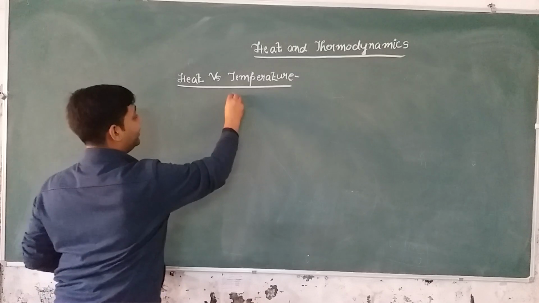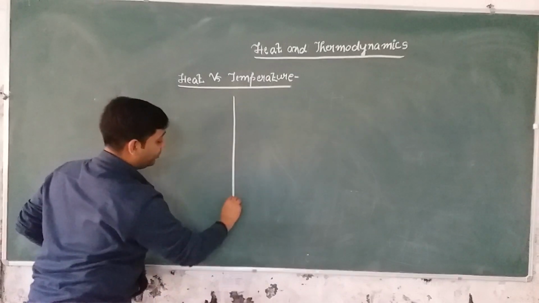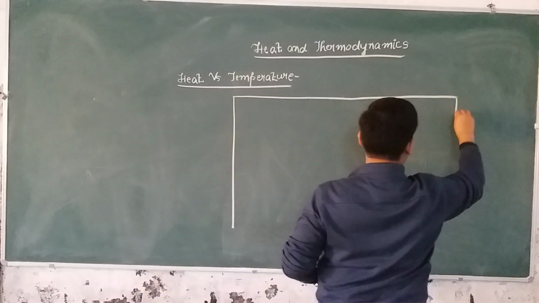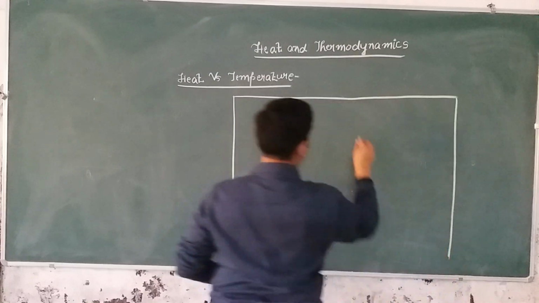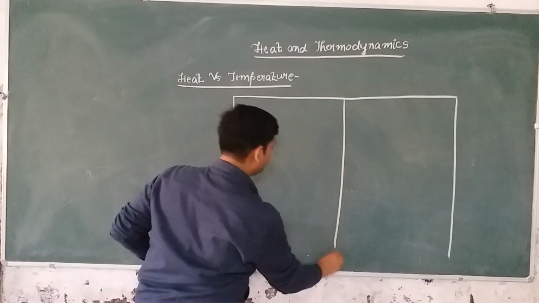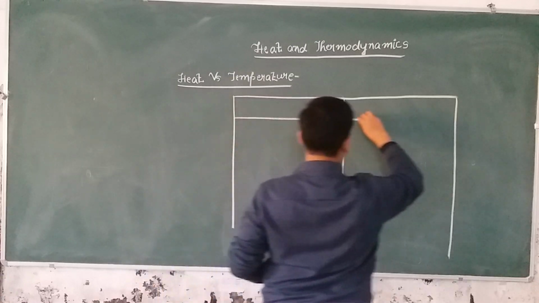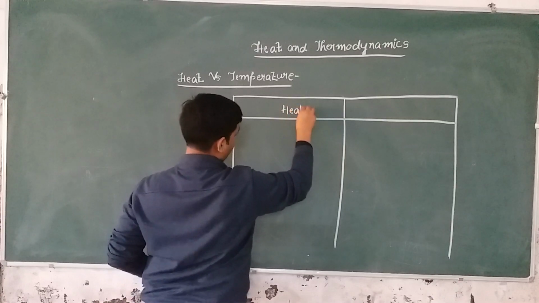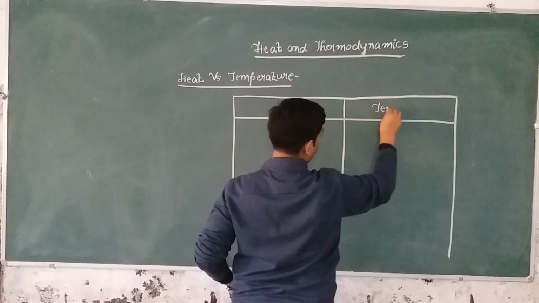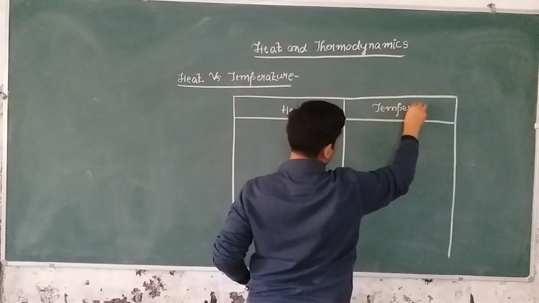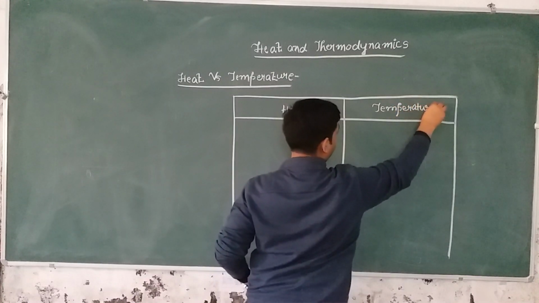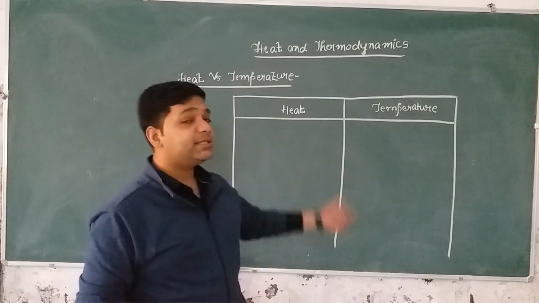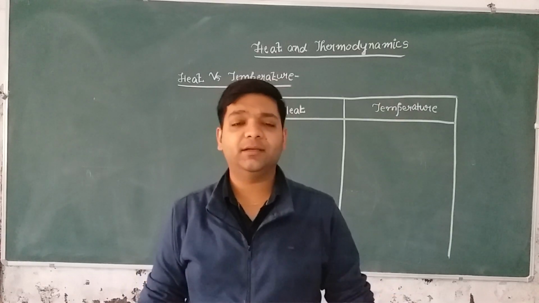So, let us draw one table, and under this table, in tabular form, we will be discussing the differences between heat and temperature, and it forms an important question for your exam also. Right? So, heat and temperature. In tabular form only, we will be discussing what are they and what is the difference between these two quantities. So, what is heat? Heat is a form of energy, right?